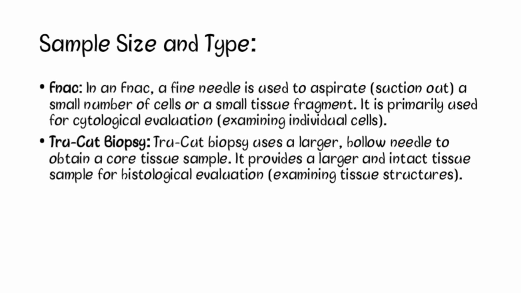Now, according to sample size and type, in the FNAC, a fine needle is used to aspirate or suction out a small number of cells or small tissue fragments, and it is primarily used for cytological evaluation. It means that it is used for examining individual cells. But in a trucut biopsy, we use a larger and hollow needle to obtain a core tissue sample. So it means that it provides a larger and intact tissue sample for histological evaluation, that is examining the tissue structures.